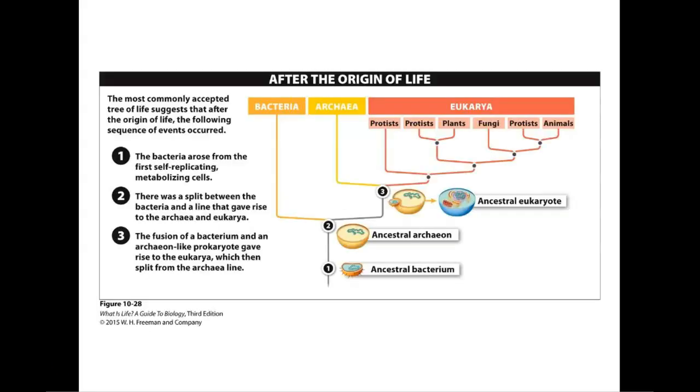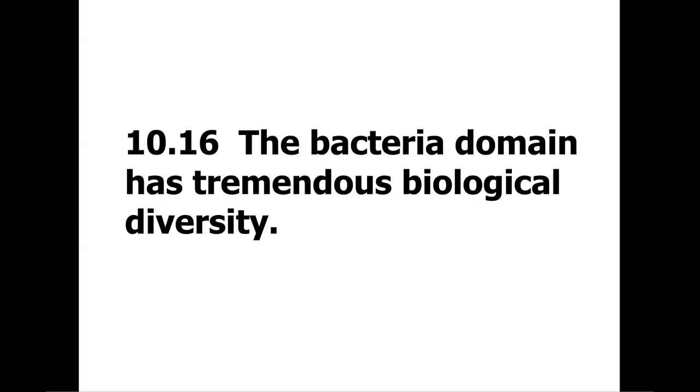The most commonly accepted tree of life suggests that after the origin of life, the following sequence of events occurred. First, bacteria arose from the first self-replicating, metabolizing cells. Second, there was a split between bacteria and the line that gave rise to archaea and eukarya. And then third, the fusion of bacterium and archaean-like prokaryotes gave rise to eukarya, which then split from the archaean line. The bacteria domain has tremendous biological diversity.